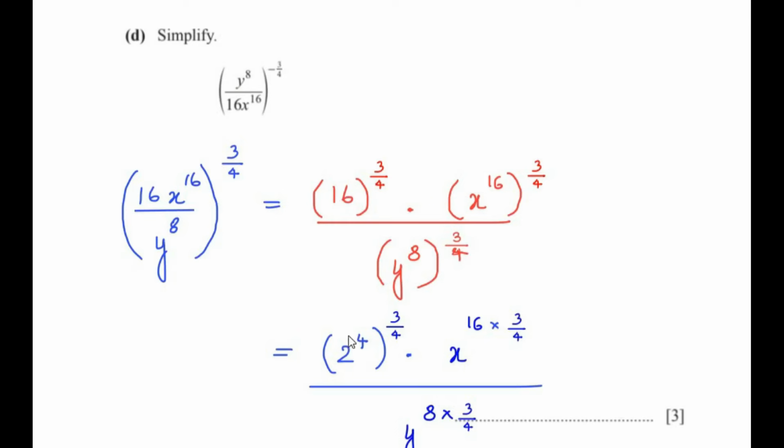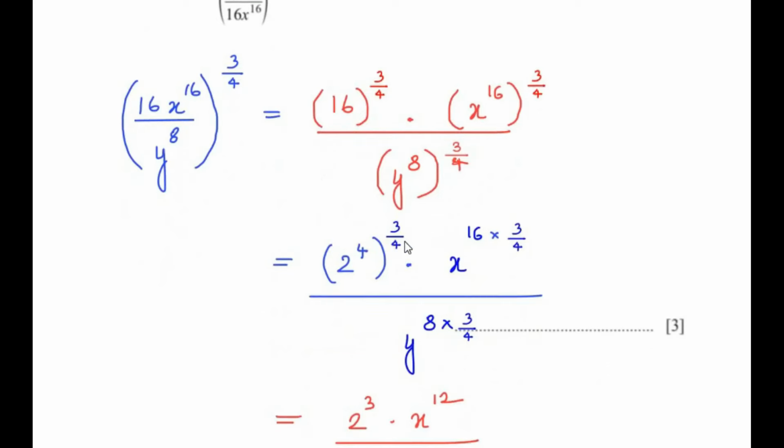Next, 16 can be written as 2 to the power of 4. So we have written here 2 to the power of 4 raised to the power of 3 over 4 times x to the power of 16 times 3 over 4. Now again using the laws of indices, the power raised to another power, the powers will multiply together. Divided by, using the same law, we are going to multiply the powers for the y.